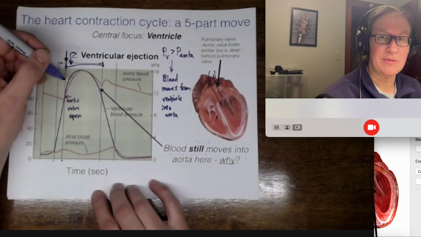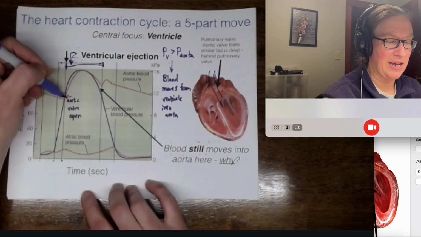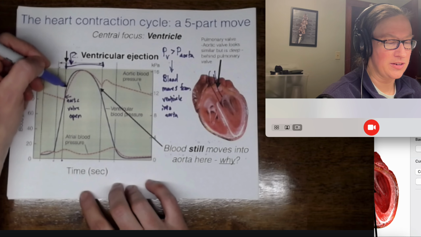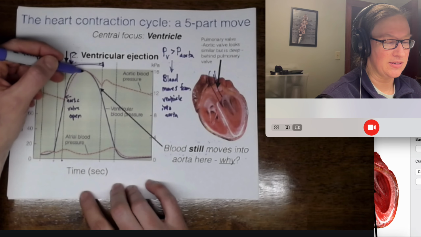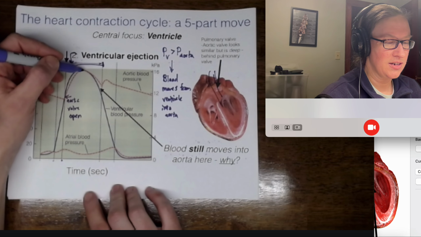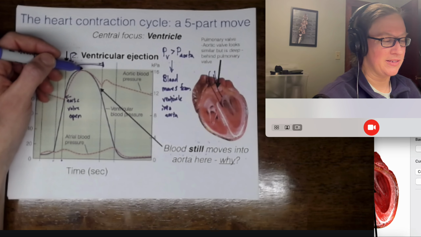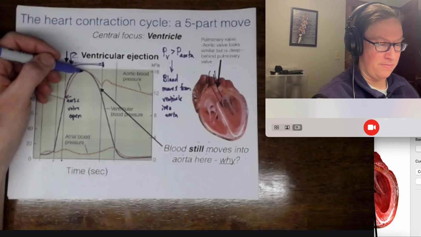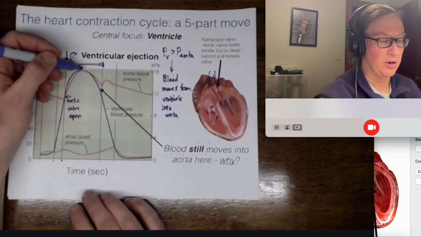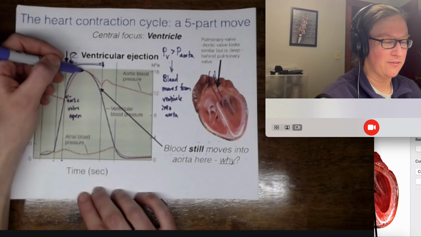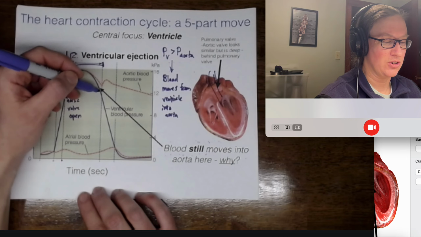And now notice some of the other details of what's happening here. So we still see an increase in pressure. The ventricle is continuing to contract, but after a point, it runs out of room. It can't contract anymore. And so pressure forces start to drop in the ventricle.